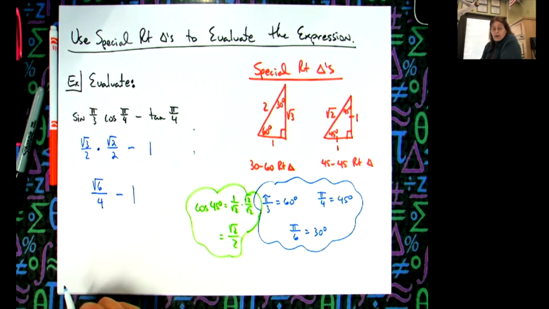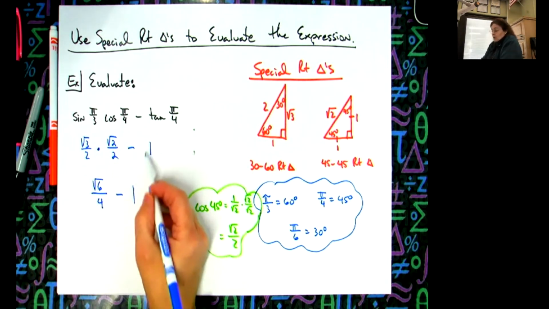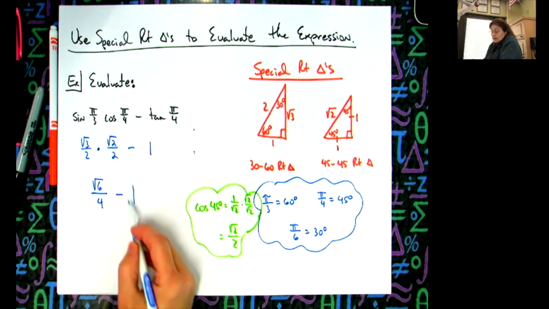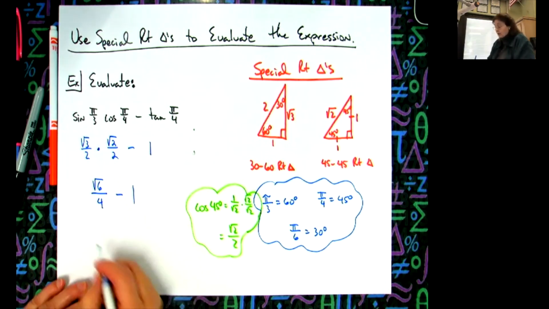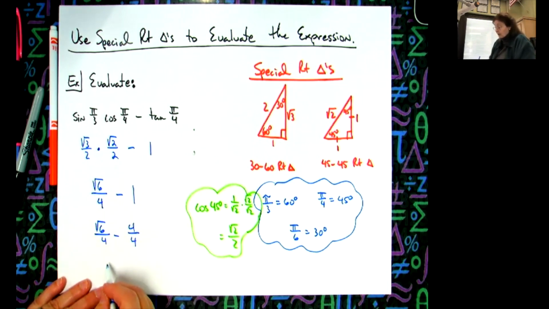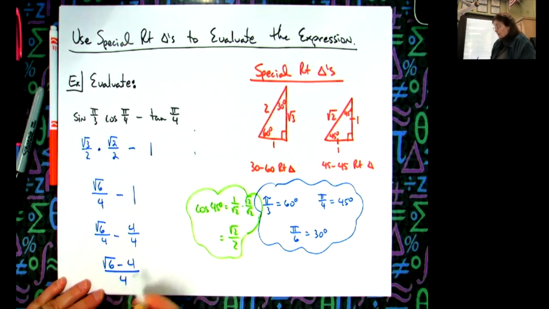Okay, we're doing this by hand, not on a calculator, as you can tell. If I've got fractions here and I'm trying to subtract, I need to make this have a common denominator. So I'm going to have radical 6 over 4 minus 4 over 4. And then this is where you're going to get those answers, radical 6 minus 4 over 4.